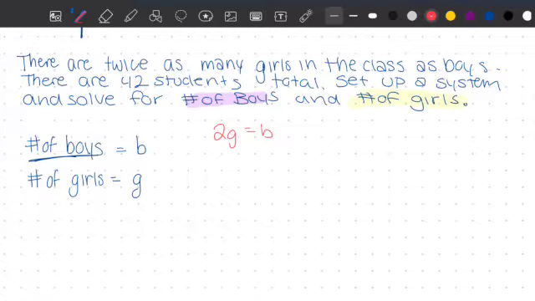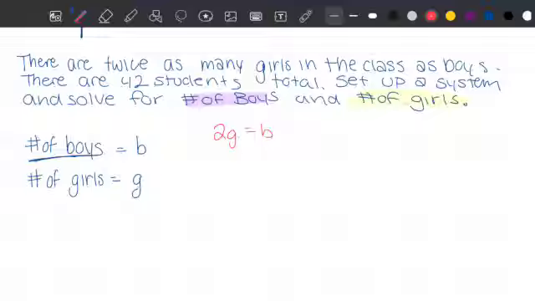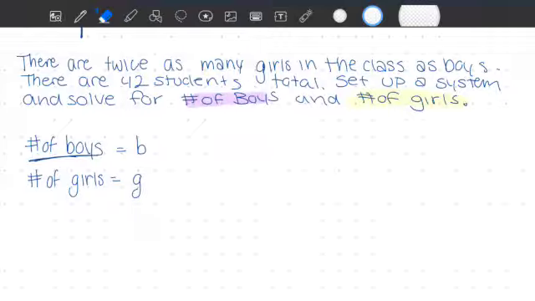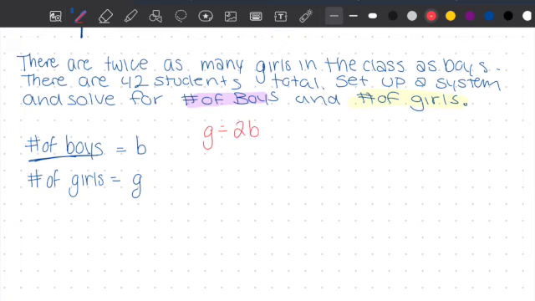Are you sure? Read the words again. There are twice as many girls in the class as boys. No, why is it incorrect? What should it be? G equals 2B. Yes, thank you for catching my mistake. You did it on purpose. Yeah, I know. G equals 2B.